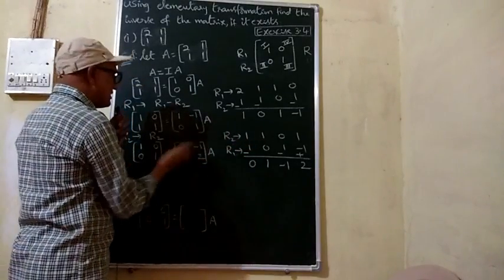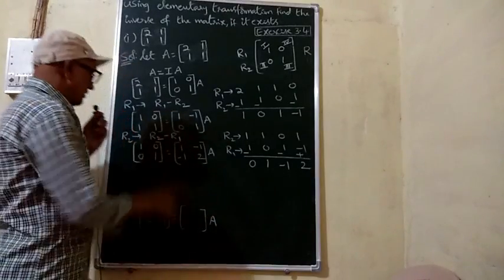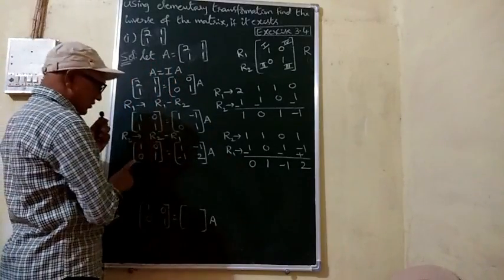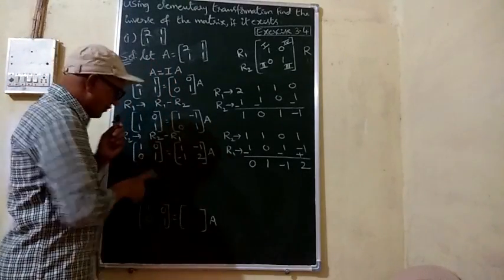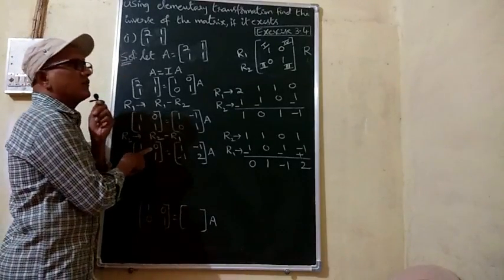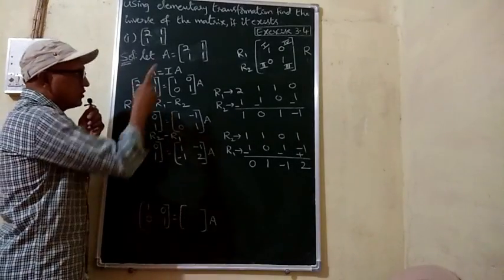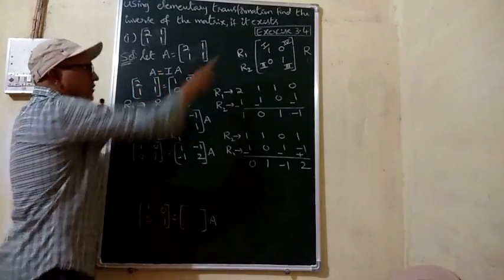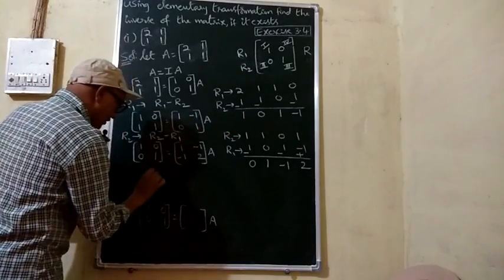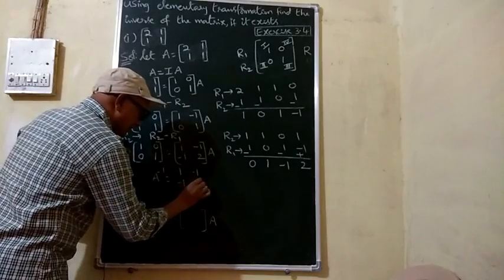What we did: R2 minus R1. That's it. Roman letter 1 have we got? Yes. Roman letter 2? Yes. Luckily, we got Roman letter 3 also. More luckily, we got Roman letter 4 also. Answer over. This is our answer. Therefore, A inverse equals 1, minus 1, minus 1, 2.